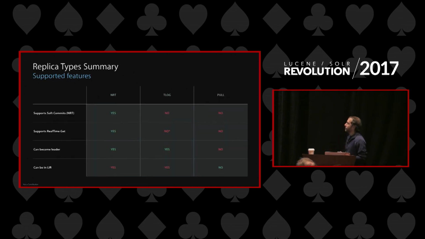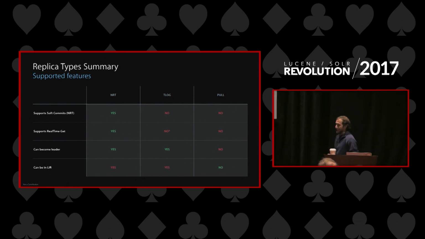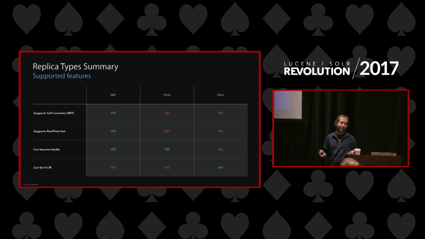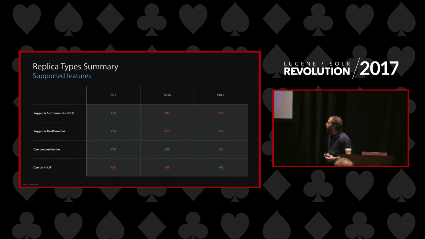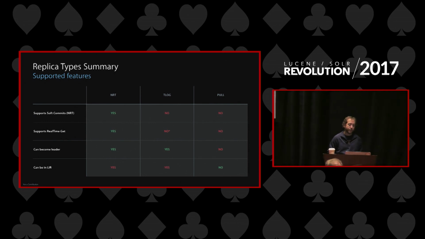So now let's go through a summary of what the replica types can and cannot do. Near real time, again, the same type that exists, supports near real time, supports real-time get, can become a leader, and can go into the leader-initiated recovery state. TLOG replica does not support soft commits, does not support real-time get. Again, there's an asterisk there. They can become a leader, and they can go to leader-initiated recovery.